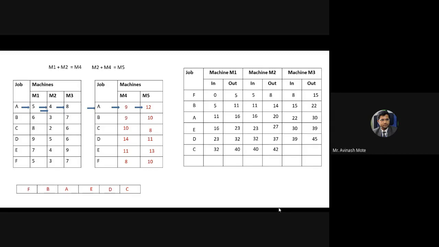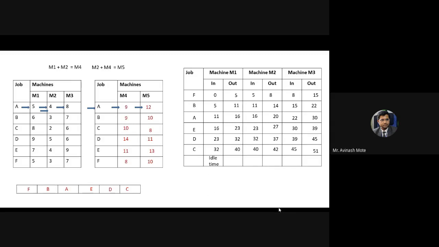39 plus 6, 45. Out of 45 and 42, 45 is larger. Copy. And processing time of C on M3, 6. 45 plus 6 is 51. Exactly. Now you are thorough with the process. Okay.